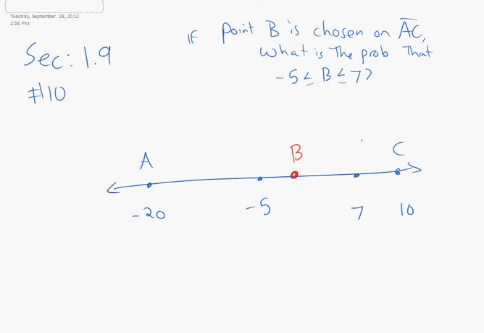So in between point A and, or in between negative 4 and 5, it was 15. In between negative 5 and 7, it was 12. And then in between 7 and 10, it was 3. So all those added together is 15. And then I just subtracted 12 from 30 to get.